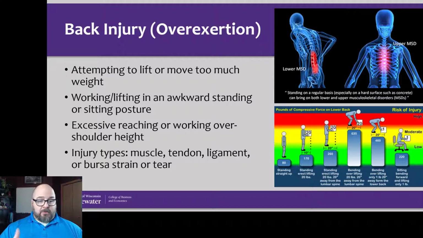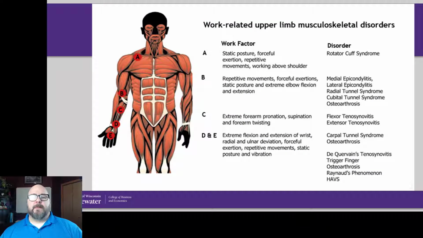And it can be muscular, it can be tendon, it can be ligament, bursa, sort of the spongy material in between the bones. All that can be somehow injured, punctured, strained, torn, doing a lift that your body is not capable of. And then on the bottom here, it shows the strain that can be on the back, based on how you are oriented to the object you're lifting.